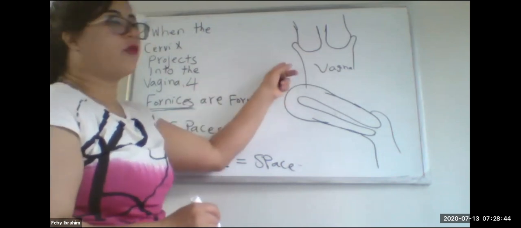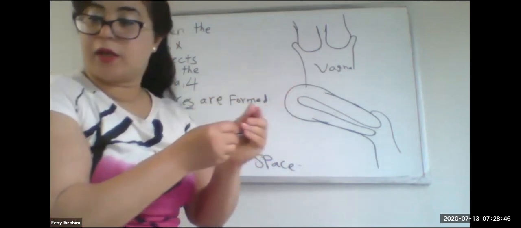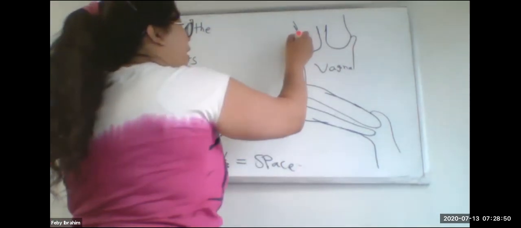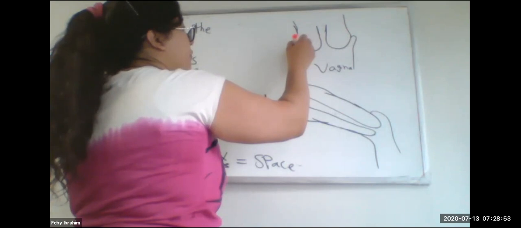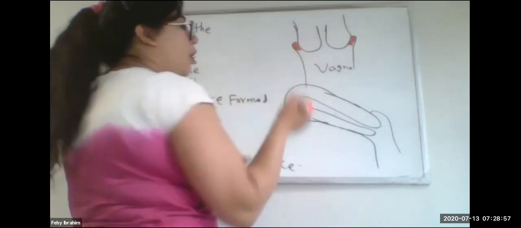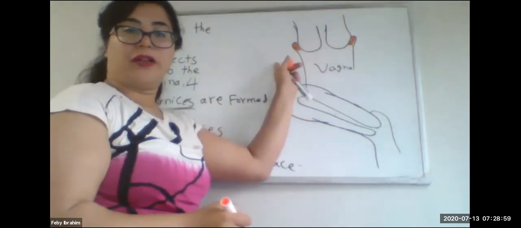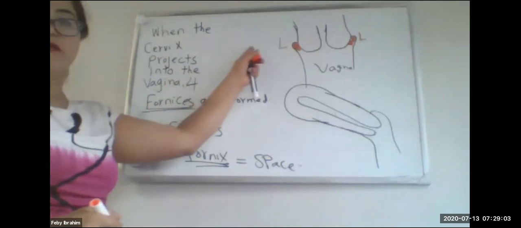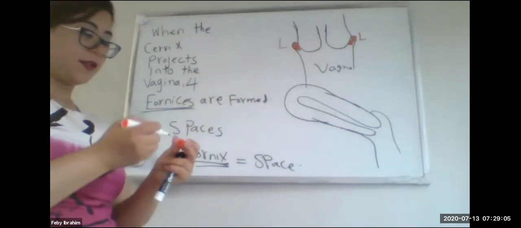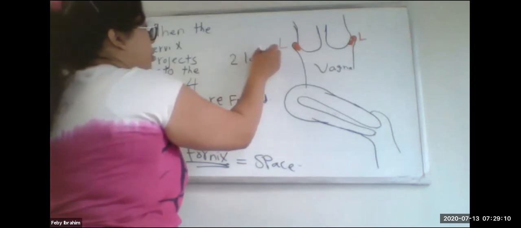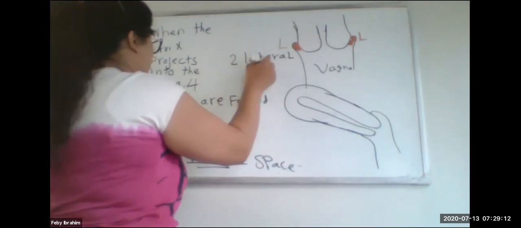What are the four fornices? Look here at this one. I'm going to color it. We have one space formed here, and another space formed here. So we have two lateral fornices, one lateral and one lateral.